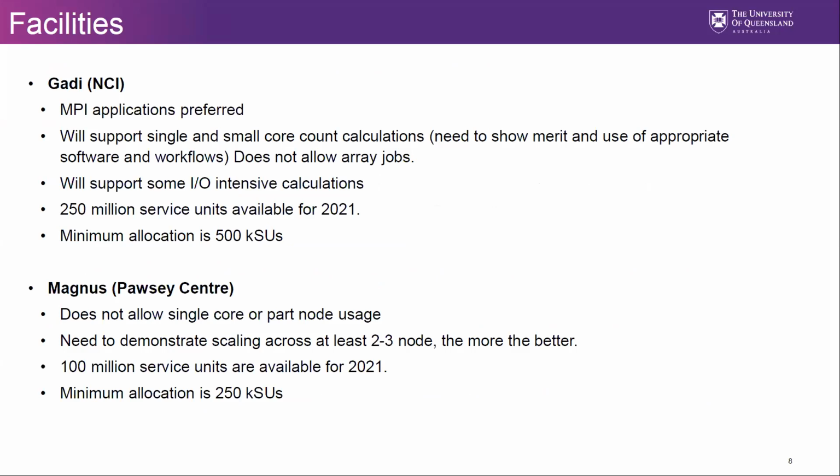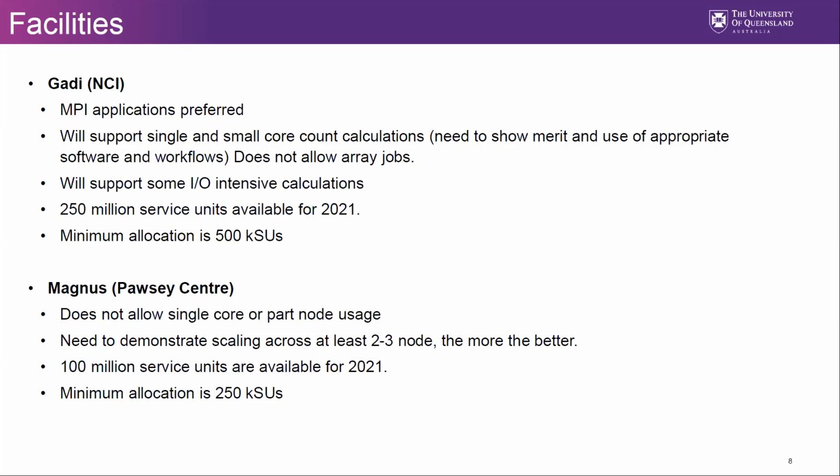Okay, I just want to quickly go through the facilities, not so much what they offer, but what you have to pay attention to for your application. So Gadi, they do prefer MPI, and you have to show scaling, not per core, but per node. If you're providing scaling data and saying you're running over multiple nodes, you have to refer your scaling to a single node, 2 nodes, 3 nodes, and so on. It will actually support single and small core count calculations. However, you really need to show the merit of these and why you have to do this type of calculation. Isn't there any other program out there that would actually scale and be more in the MPI category? Why are you using this type of software?